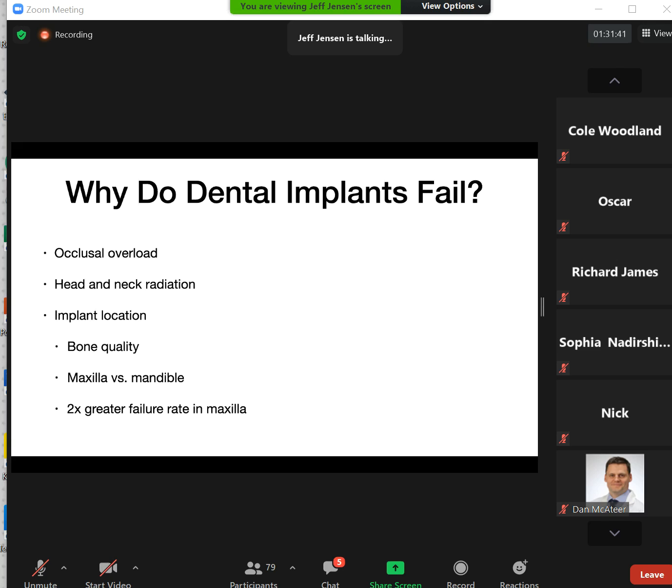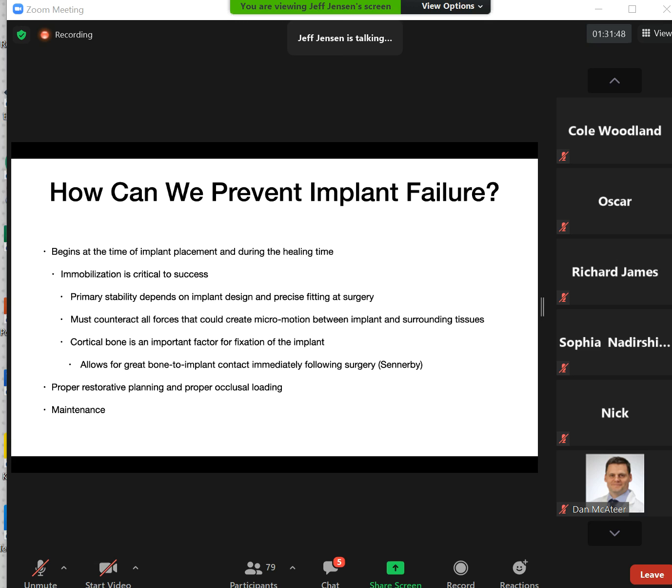So what are some things we can do to prevent having problems in the first place? Initially, this begins at the time we place the implant. So having the implant immobile is critical. Primary stability depends on the implant design. A lot of times now we're seeing tapered implants and a little different threading to try and get that fit and that torque at the time we place it. We're trying to not have any micro motion between the implant and the surrounding tissues. So again, torque is important there.